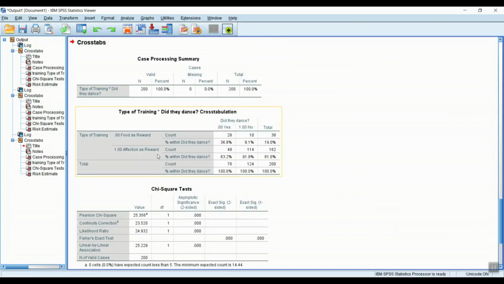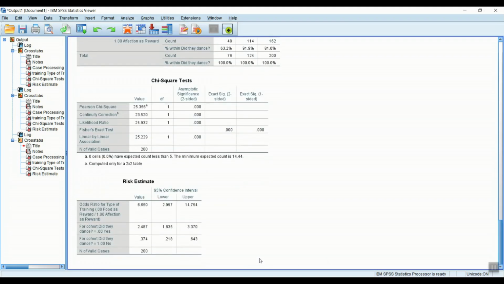So we see the crosstab here, which we've looked at before. We see the chi-squared test. This time we're going to look at the risk estimate box shown below. It's not exactly clear what is shown here, so I'm just going to explain it. So you see the top line says odds ratio, which is fine. We'll explain that in a minute. The other ones say, for cohort, did they dance? Yes. And for cohort, did they dance? No. These are relative risk measures.